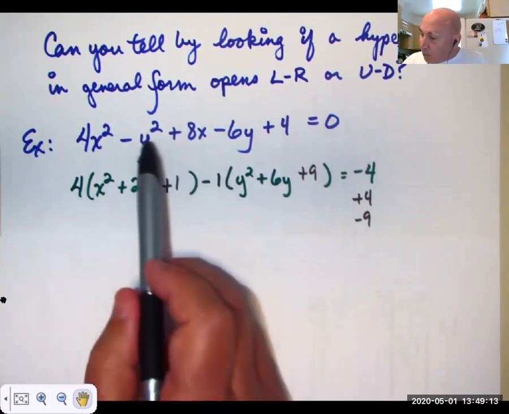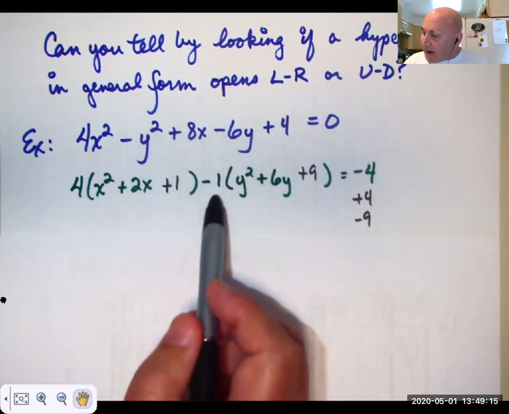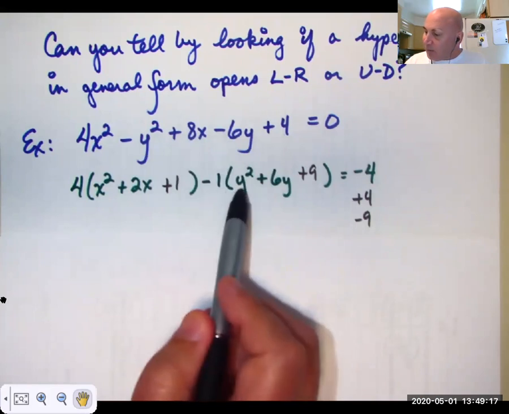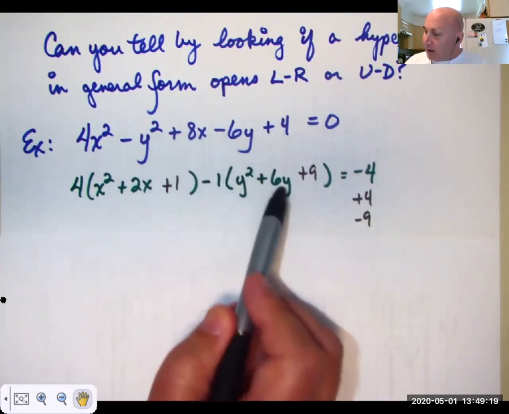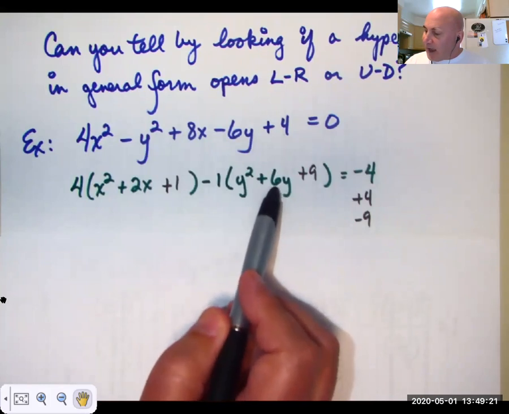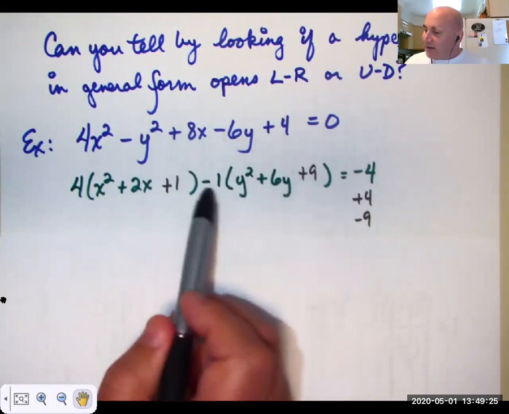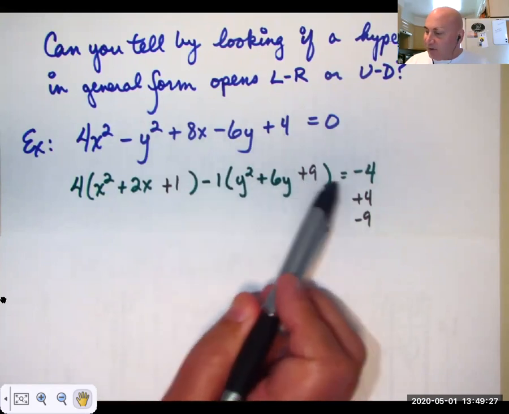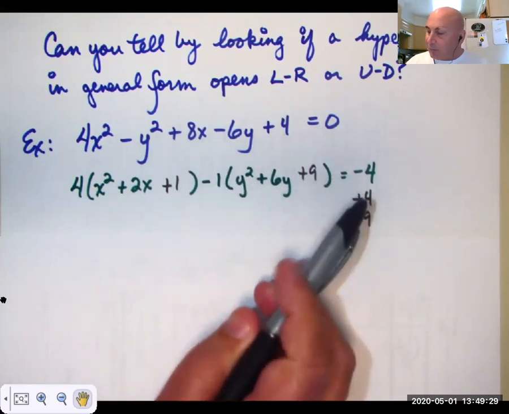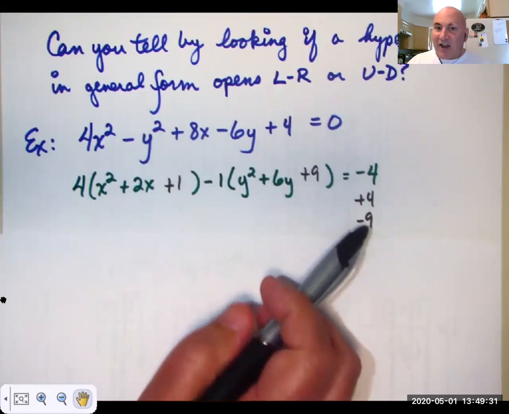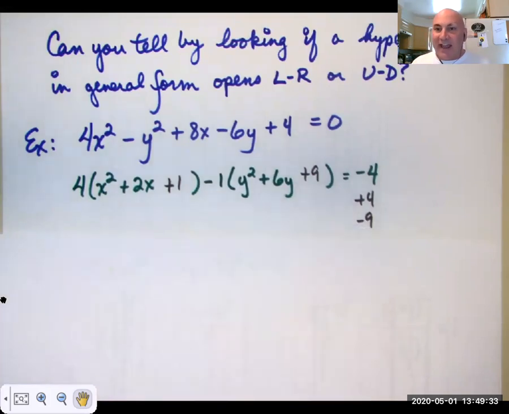Now here I group the y squared and the 6y. I factor a negative 1 out. So I have y squared plus 6y. And to complete the square, I take half of 6 and square it. But I didn't add 9. I added negative 1 times 9 to the left side of the equal sign. So I have negative 9 that I have to add to both sides to keep it balanced.